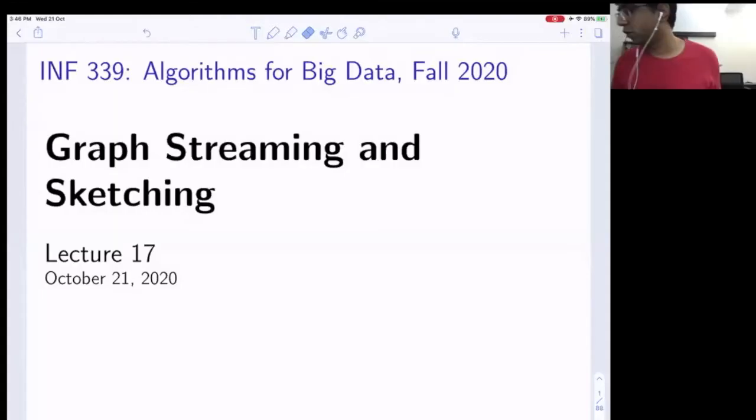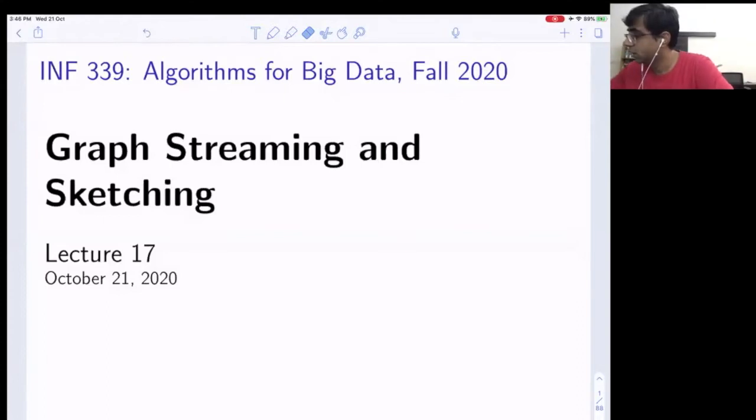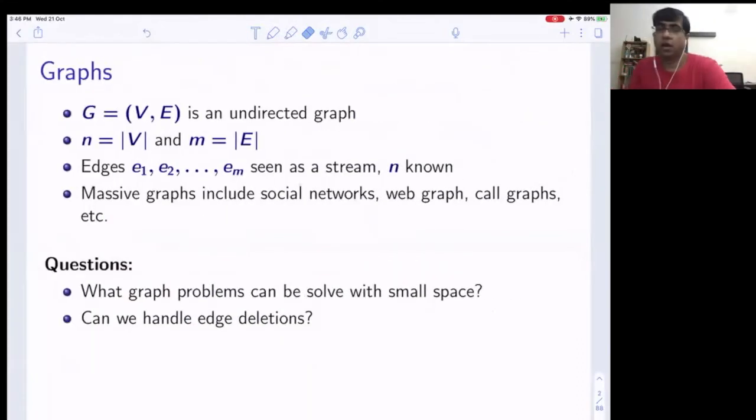So good afternoon to all of you. We will continue our discussion on graph streaming and sketching, which we started last time. Today we will see some graph algorithms which are not only in the edge insertion model, but in the turnstile model. If you recall, graphs are given as G = (V, E), and the edges e1 to em are seen as a stream.